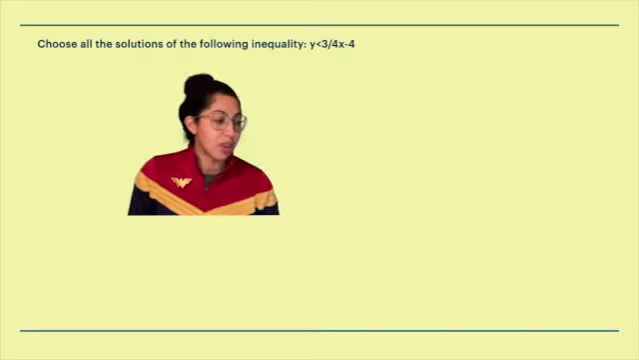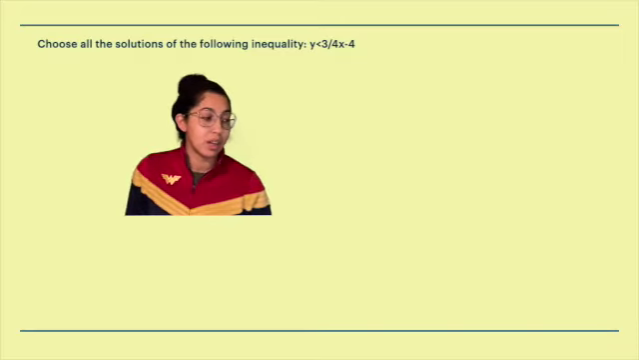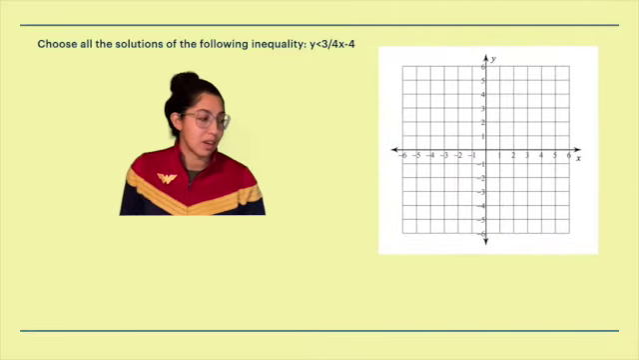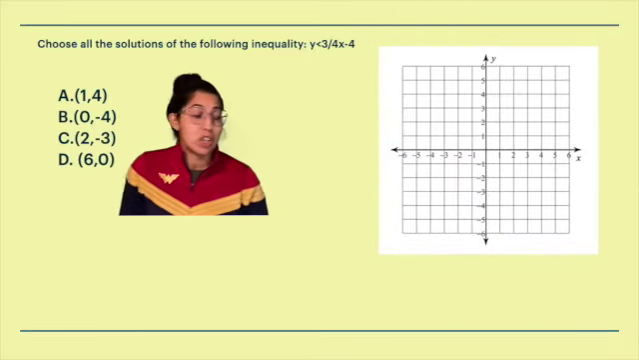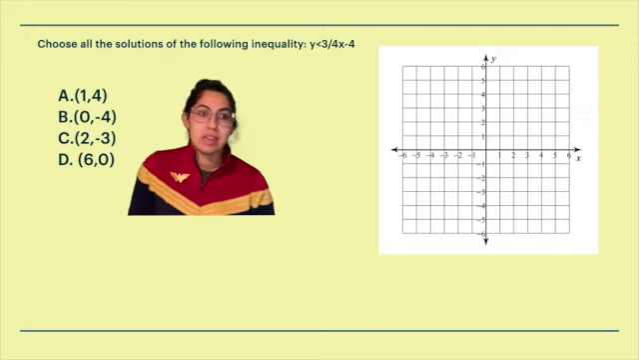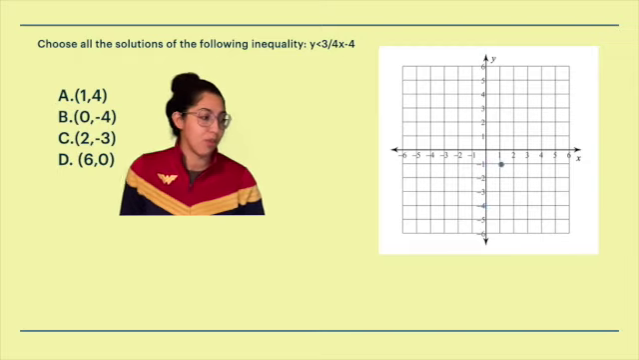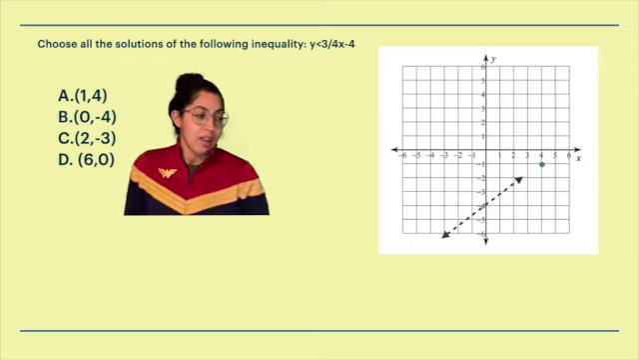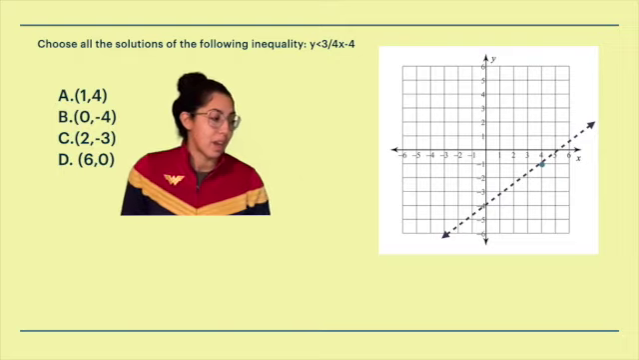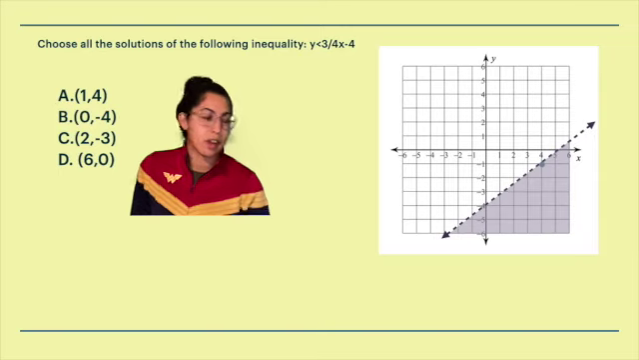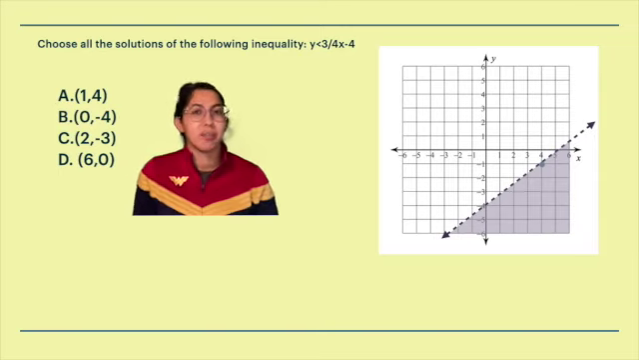So now choose all the solutions of the following inequality. So y is less than 3/4 x minus 4. Let's get a graph. Let's get some answer choices. So we're choosing any of these that are solutions. So first thing I would need to do is graph. So -4, up 3 over 4. Dashed line, and I would be shading below. The reason I didn't leave that first point there is because it's actually one of my answer choices, and I like to graph all of my answer choices.